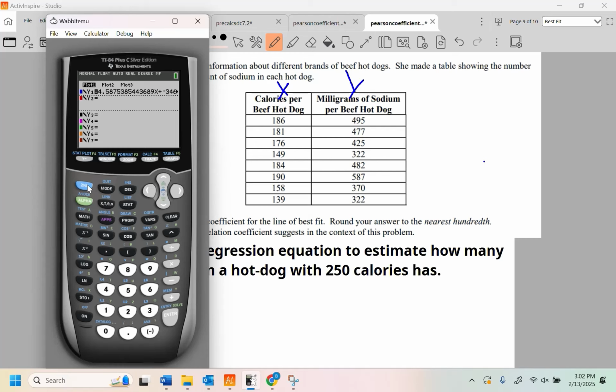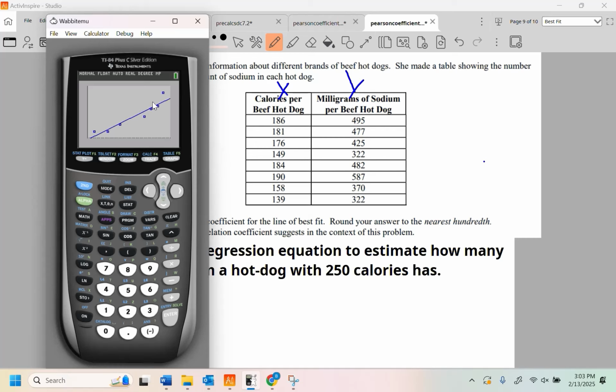I'm also going to turn on what's called stat plots. So second y equals, I've got them on this one already. You press enter, turn on. Then I'm going to do what's called a zoom 9, zoom statistics. And there is the scatter plot, and you can see my line going through it.